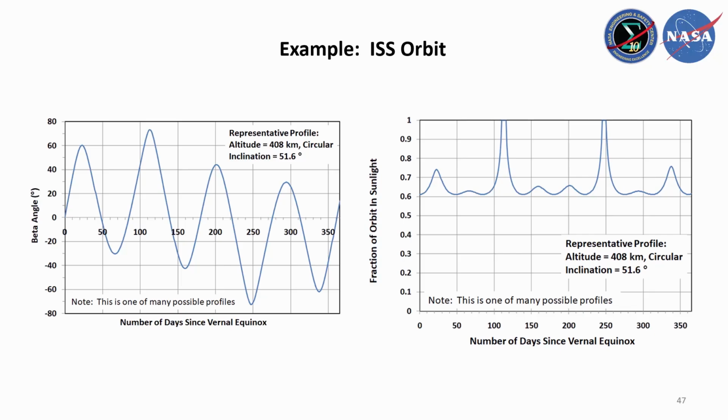We see that much of the year, the time spent in sunlight does not vary appreciably from orbit to orbit. However, during times close to the winter and summer solstices, it's possible to achieve conditions in which the fraction of time in sunlight goes to 100%. The exact profile is dependent on the location of the right ascension of the ascending node at the beginning of the analysis, but this is just one representative example.